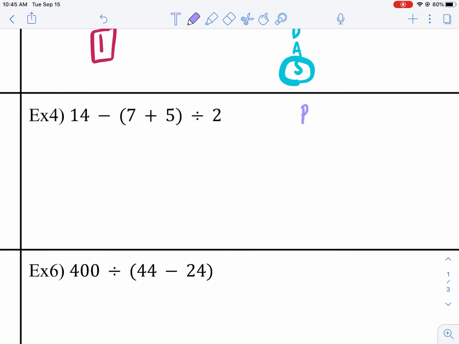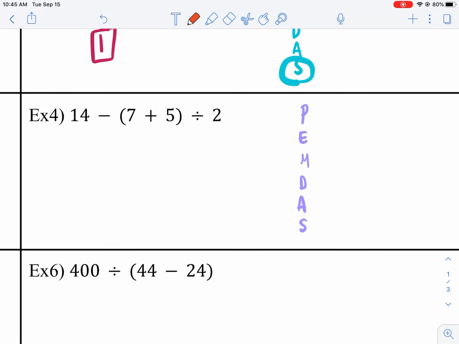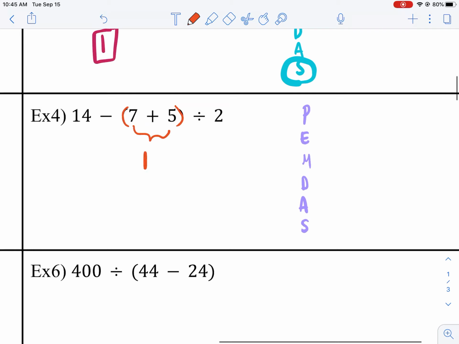So 14, and I'm going to write a new PEMDAS. And this is so that we can use it as kind of like a checklist. So P comes first, and I see parentheses. So what we are going to do is we're going to do the parentheses first. So we are going to do 7 plus 5. And 7 plus 5 is 12. Okay? So once I write that down, I want to bring everything else down. We need to bring 14 down. We need to bring the subtraction down. We need to bring the division down. And we need to bring the 2 down.